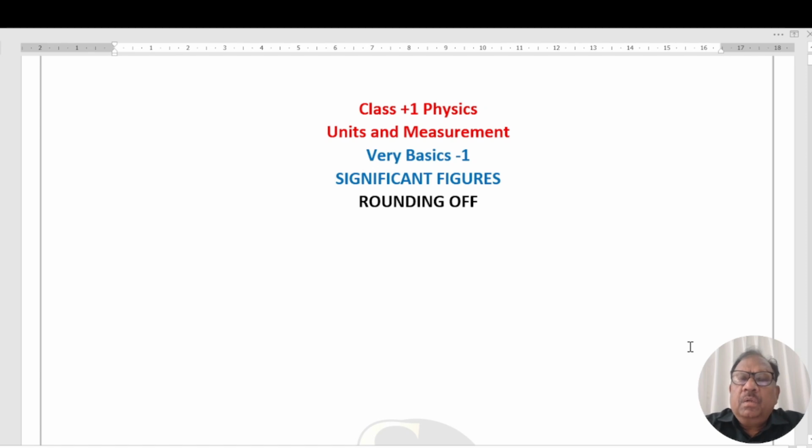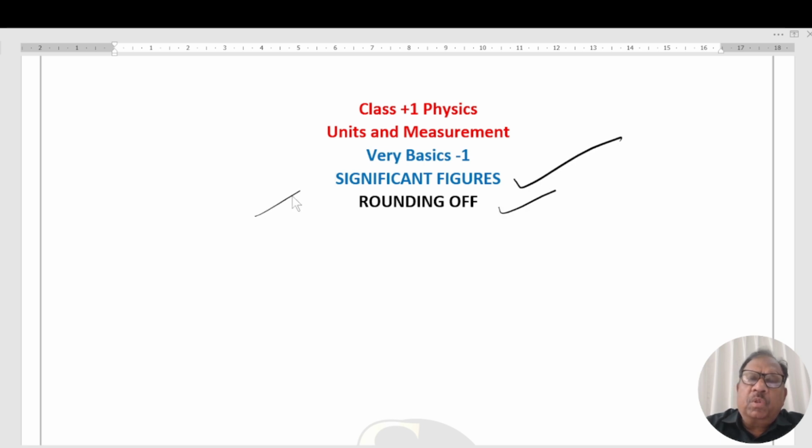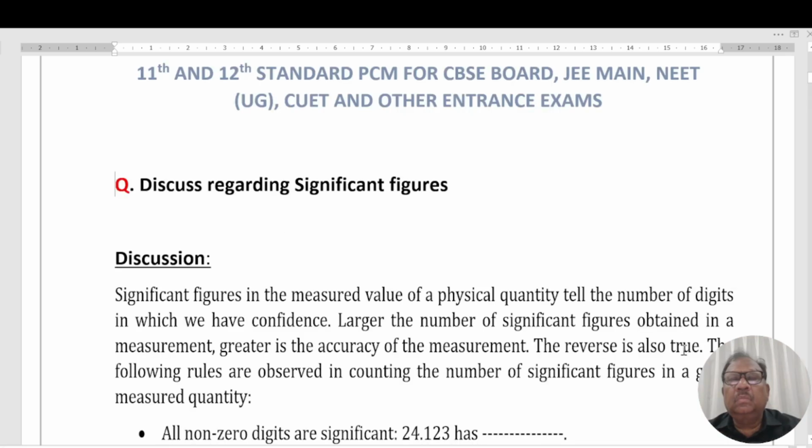In this session, we are going to discuss significant figures and rounding off. Discussion about this, and further basics to be cleared through illustrations. Now, let's start the questions and concepts. Question is, discuss regarding significant figures. Let's start the discussion.